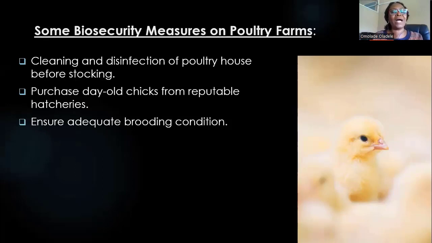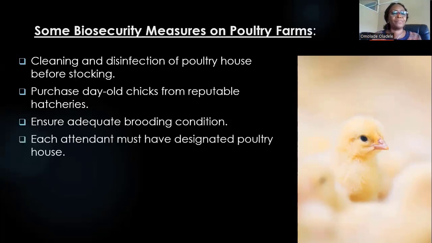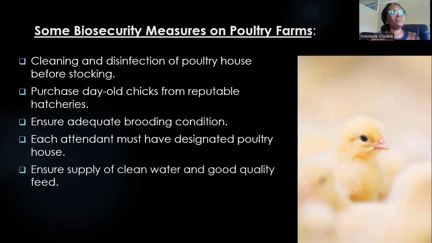We also need to ensure adequate brooding condition. Brooding is that process in which you provide a conducive atmosphere for growth for day-old chicks as they come in. We're talking of providing warmth, providing clean water, balanced feed, and feed that is also not contaminated. Now, each attendant must have a designated poultry house. You do not want an attendant to be manning 3, 4 poultry houses, because once there's an outbreak in one, he will just be moving the disease around.